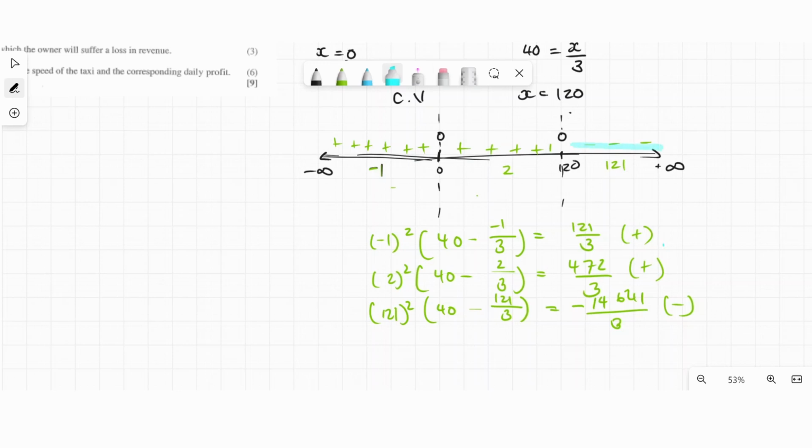So my answer is going to be what? It's going to be the profit, right? The speed is going to be between what? It's going to be between 120 kilometers per hour till positive infinity. Or you can say it like this: kilometers per hour when it's greater than 120. So this and this are the same thing.